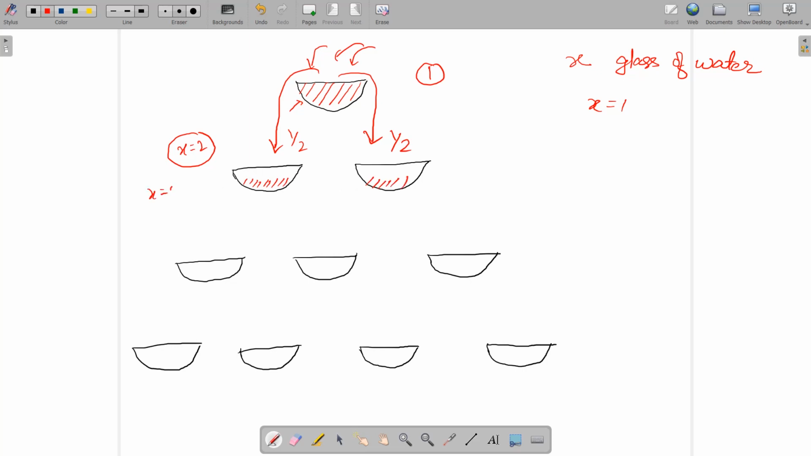Now when x is 3, again 1 by 2 amount of water will go over here, so this will be completely filled, and this will be completely filled. So this is the sequence of steps we are going to use.